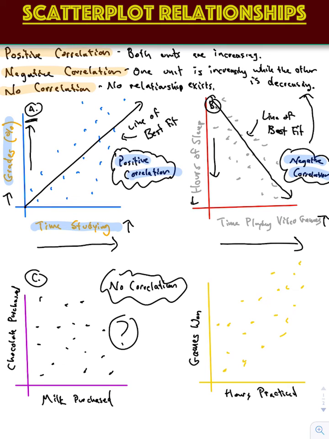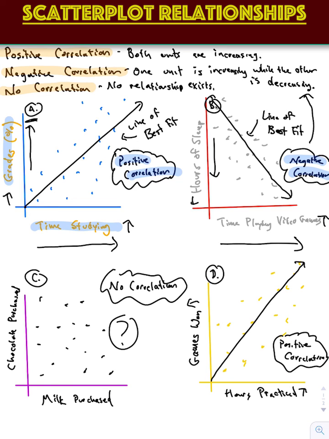Our final one, I want you to take a minute and think through graph D. How would you visualize a line of best fit being drawn? And would you predict if there was a positive correlation, a negative correlation, or no correlation? As you take a second to think through that, we start to notice that while it's not perfect, it does seem like there is a positive relationship here. As the amount of hours practiced increases, the amount of games won also increases. And because both units are increasing, this is a positive correlation.